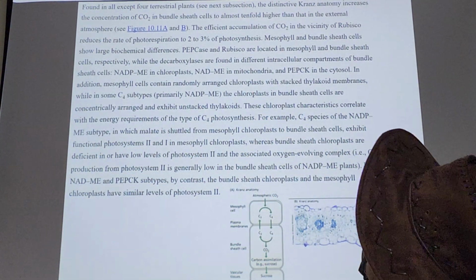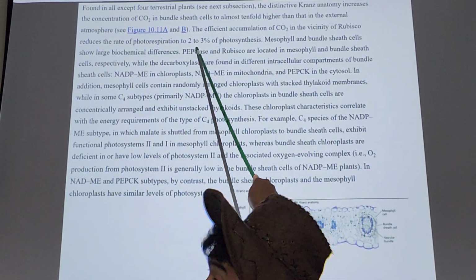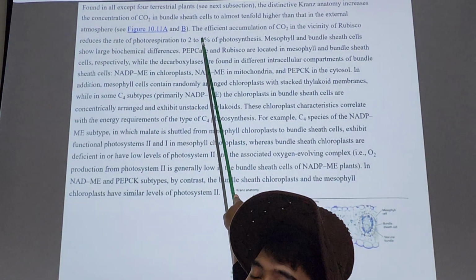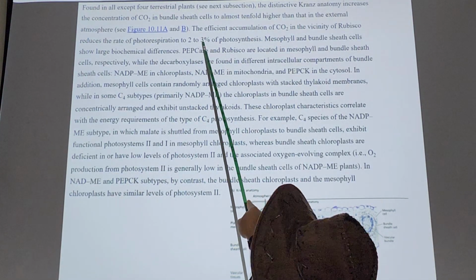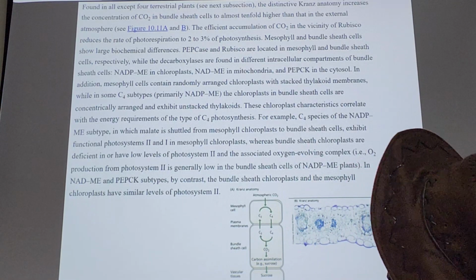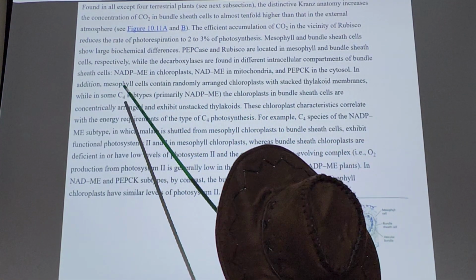I already said this. This thing here: photorespiration is 2 to 3%. It gets reduced. Sometimes it's zero actually, with this compartmentalization of bundle sheath and mesophyll cell. I wasn't satisfied. How about the bundle sheath? It's here.